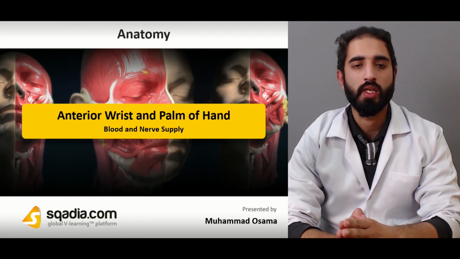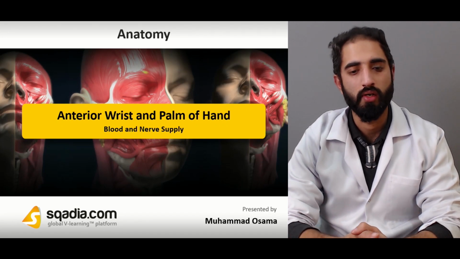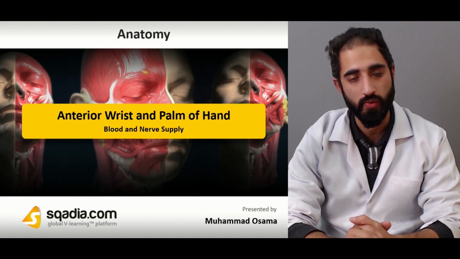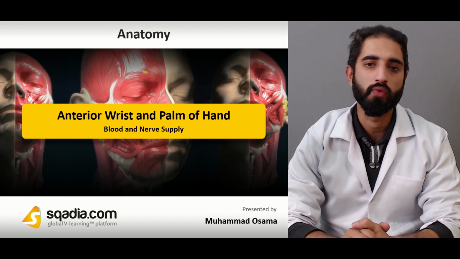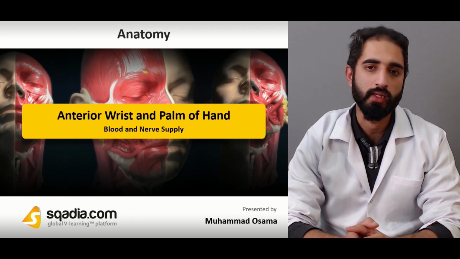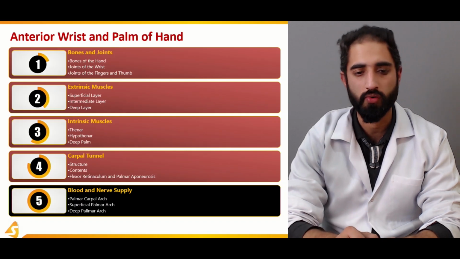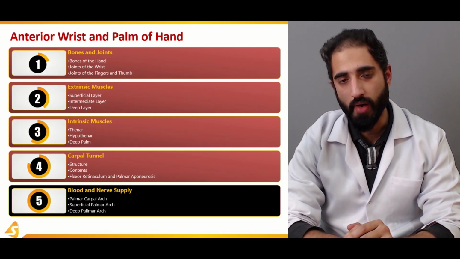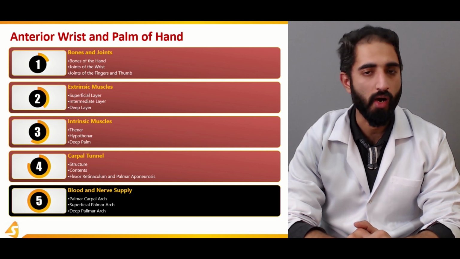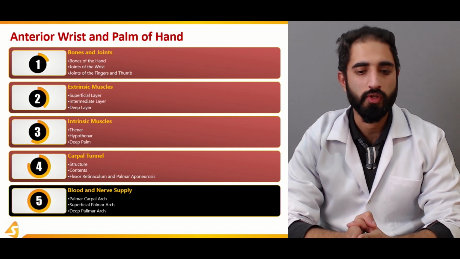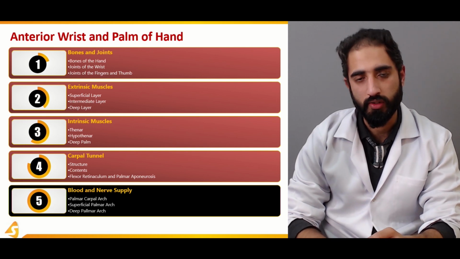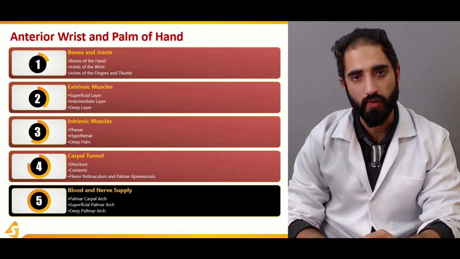Now we have discussed the anatomy of the anterior aspect of the wrist and the palm of the hand, and that also brings us to very important structures, which are the nerve and the vascular structures, which I'm going to talk about in this part of the lecture. We're going to talk about the cutaneous nerve supply of the palm of the hand, as well as the palmar carpal arc, the superficial palmar arc, and the deep palmar arc, which are actually arterial supply for the palmar aspect of the hand.